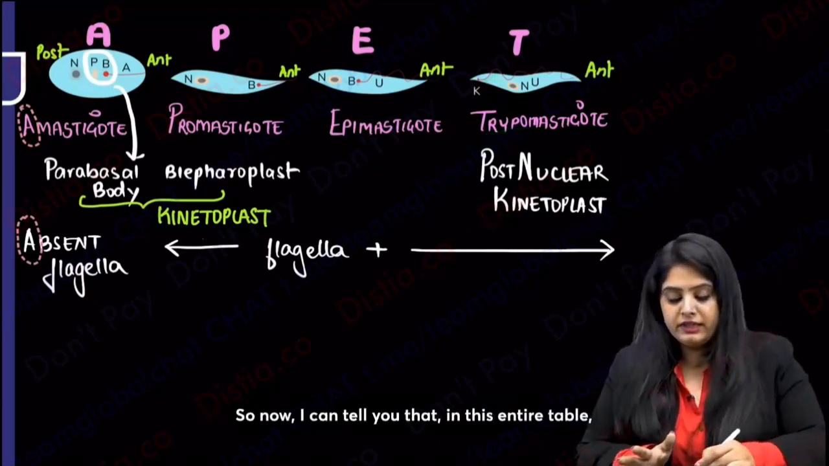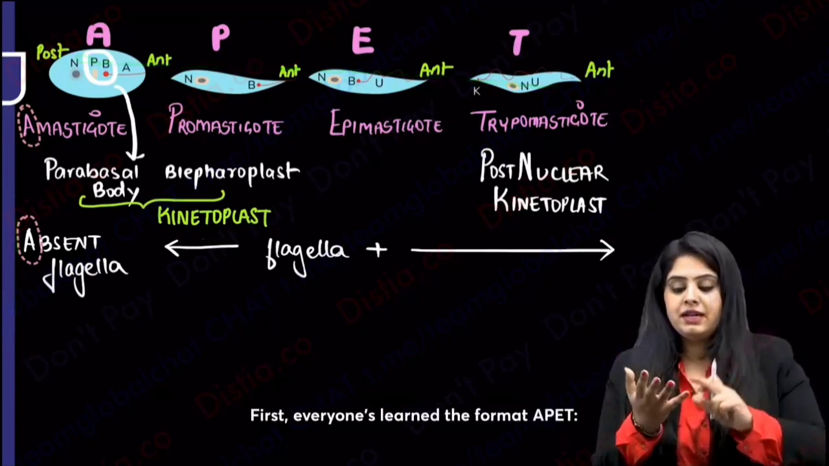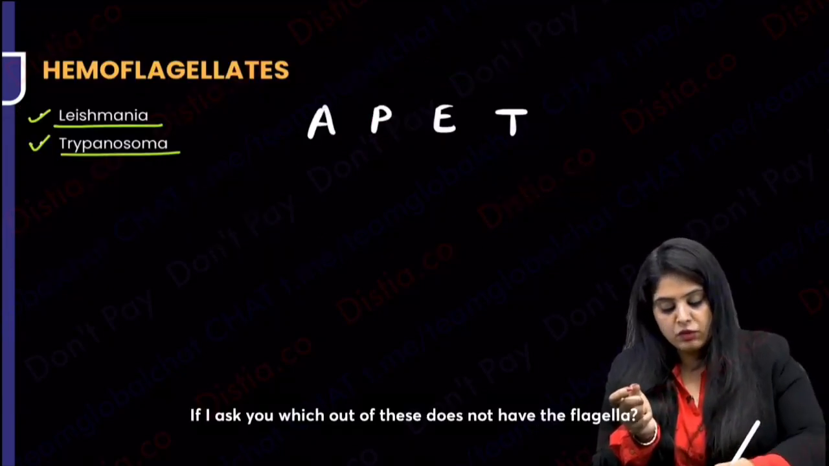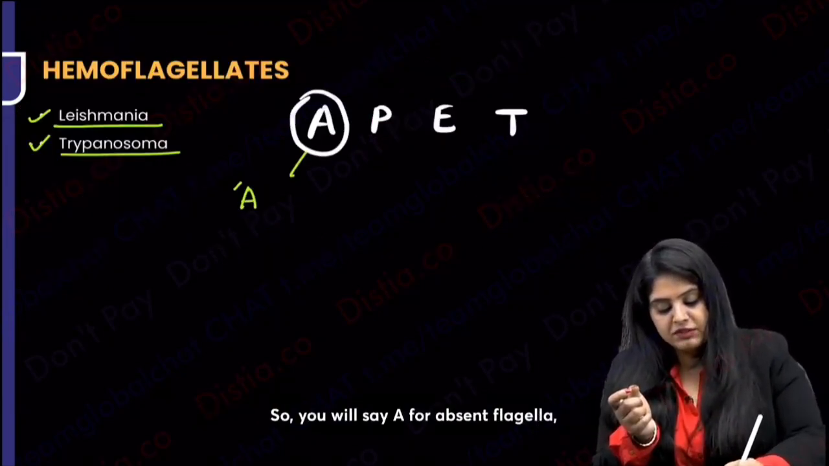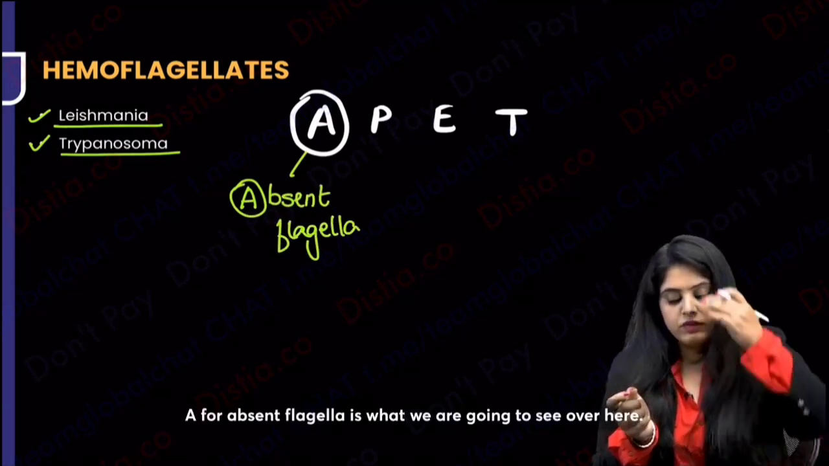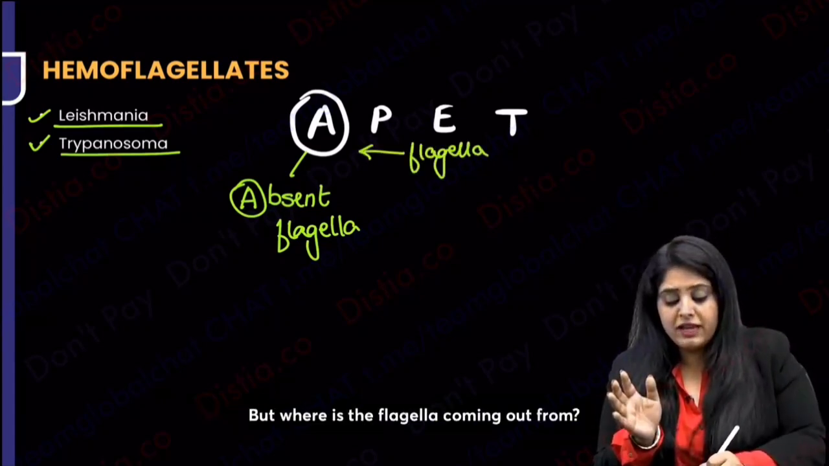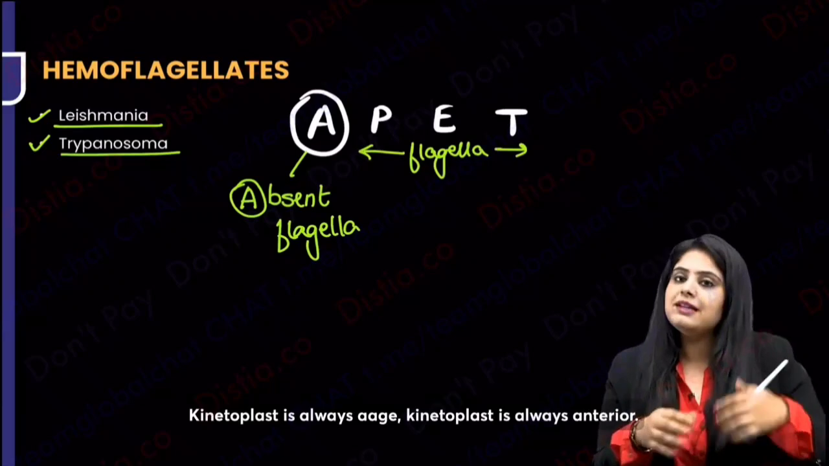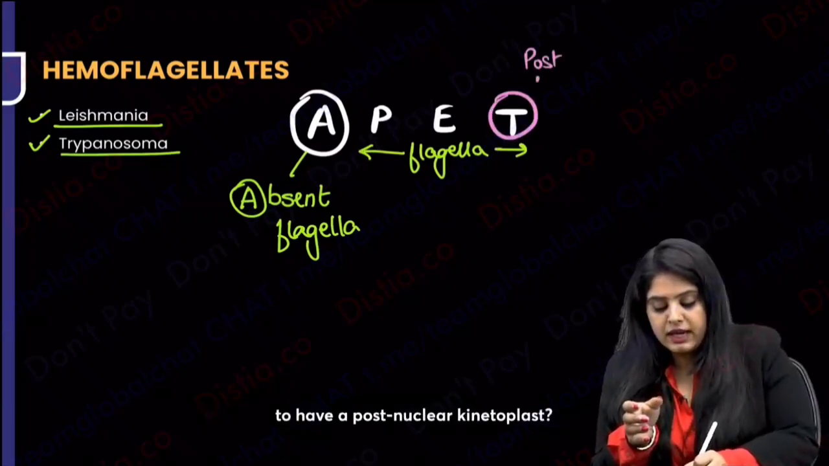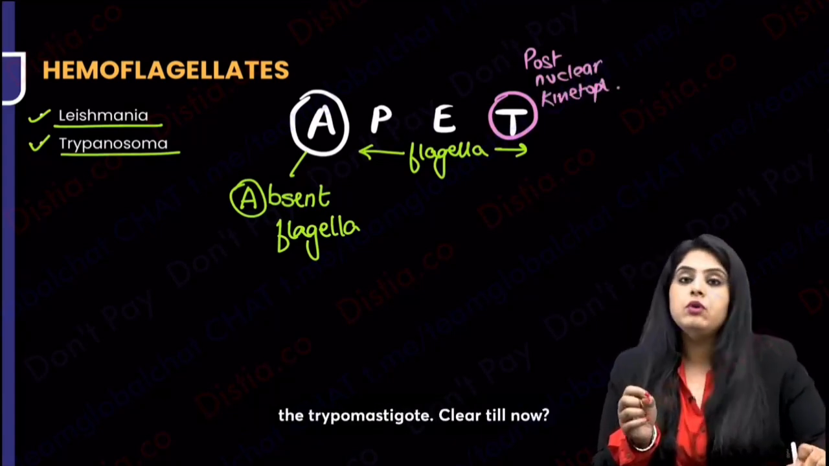So now I can tell you that in this entire table, you just have to learn three things. First, everyone has learned the format: apet, amastigot, promastigot, epimastigot, trypomastigot. If I ask you which of these does not have the flagella, you will say A for absent flagella. The next thing we notice is all of them have a flagella, but where is the flagella coming out from? Flagella comes out from the kinetoplast. Kinetoplast is always anterior, but which of them is going to have a post-nuclear kinetoplast? The post-nuclear kinetoplast is going to be the trypomastigot.